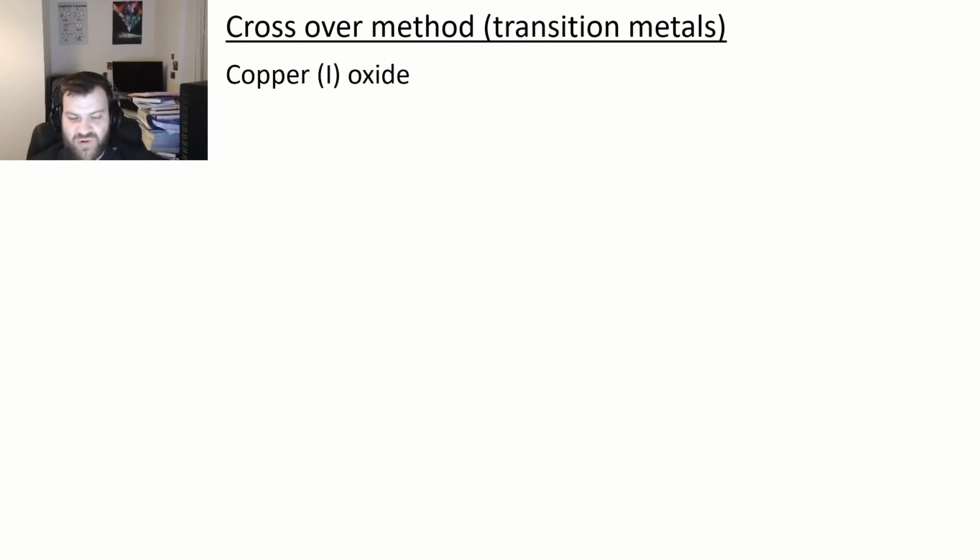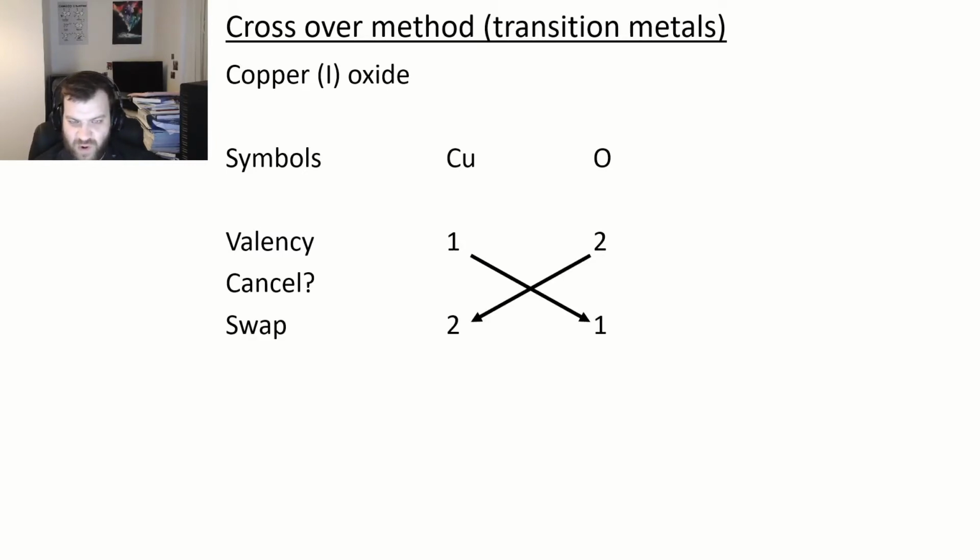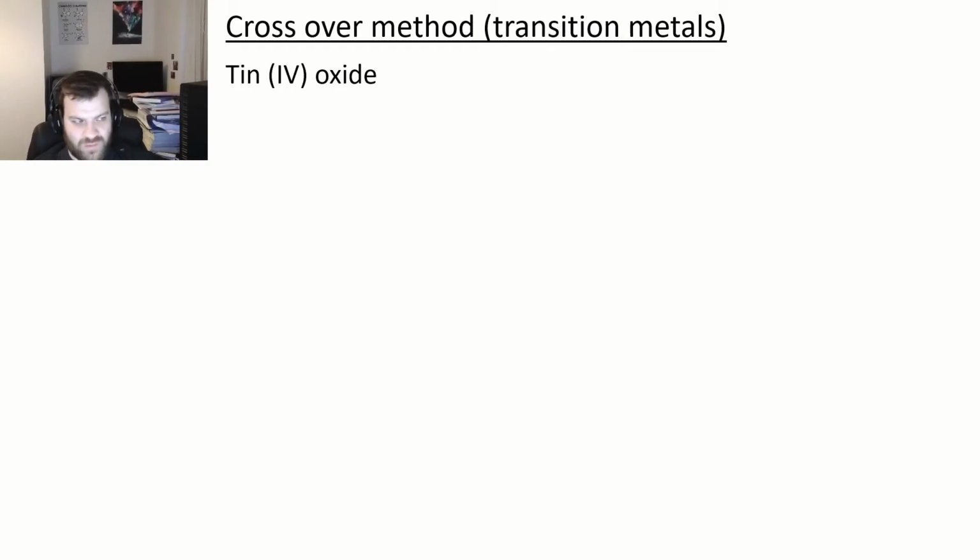There are times when we're going to be involving transition metals, and the question will tell you how many bonds a particular chemical will make. This is done in Roman numerals in brackets between the two words. We've got our copper and our oxygen. Copper makes 1 bond because we've got a 1 in Roman numerals in brackets. Oxygen is in group 6, so makes 2 bonds. Cannot cancel this down, so when we swap them over, we end up with Cu2O.